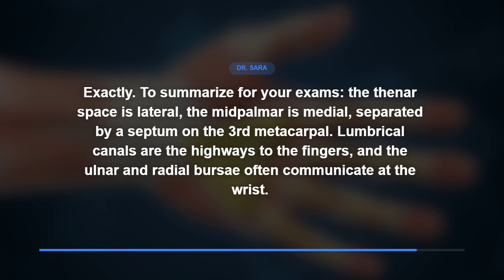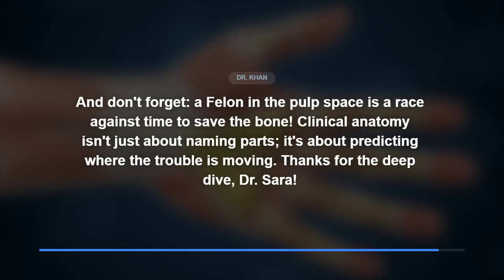Exactly. To summarize for your exams, the thenar space is lateral, the midpalmar is medial, separated by a septum on the third metacarpal. Lumbrical canals are the highways to the fingers, and the ulnar and radial bursa often communicate at the wrist. And don't forget, a felon in the pulp space is a race against time to save the bone. Clinical anatomy isn't just about naming parts, it's about predicting where the trouble is moving.